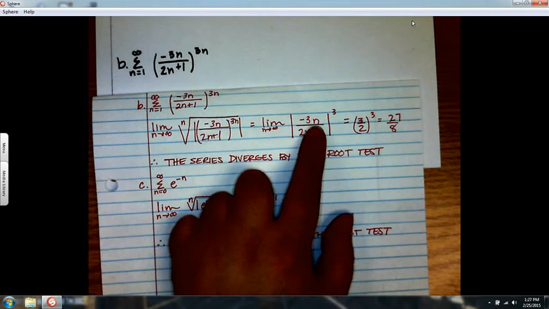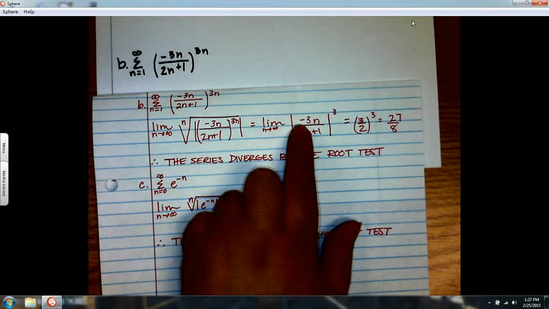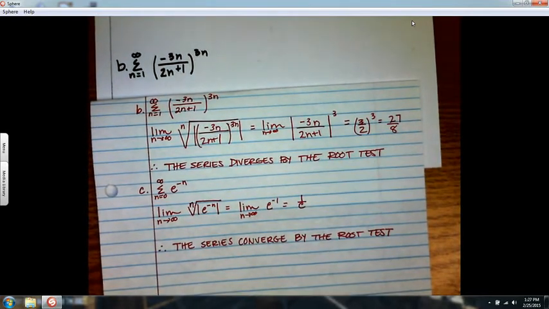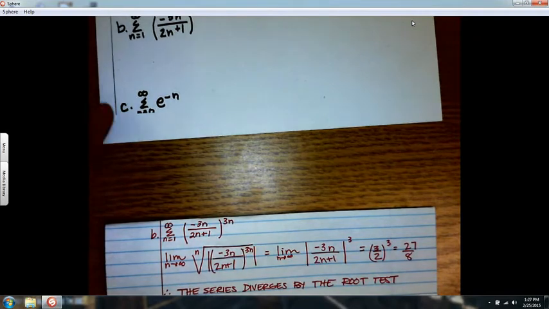to be 3/2 cubed. Remember, this is an absolute value, so the negative will become positive. 3/2 cubed is 27/8. That's greater than 1. Therefore, it diverges by the root test. Okay, let's do another one. Oops, the bottom got cut off there.